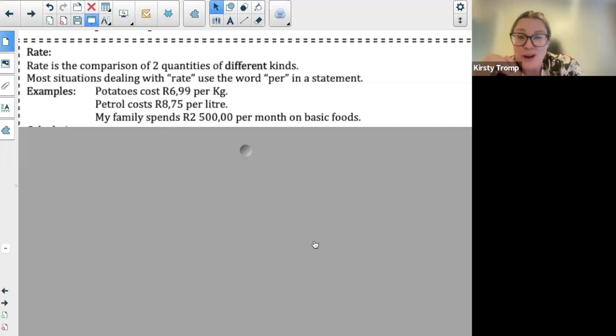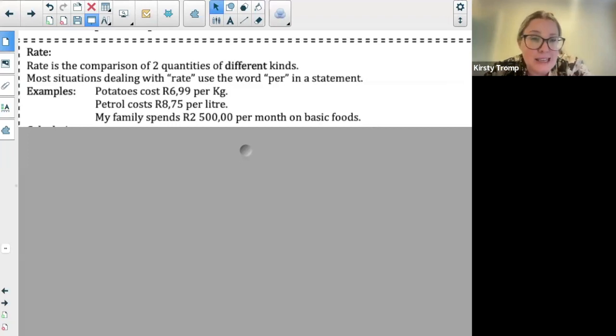Petrol costs 8 rand 75 per liter. All right. So again, rands, money, liters, a measurement of liquid. And finally, my family spends 2,500 rand per month on basic food. Okay, so here we're measuring rands, money, on basic food.